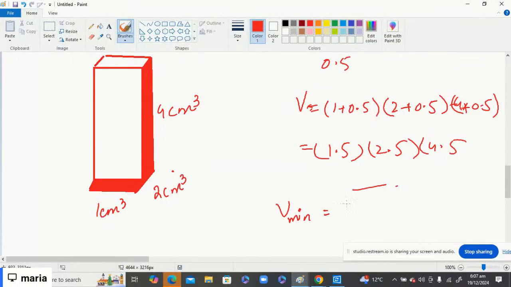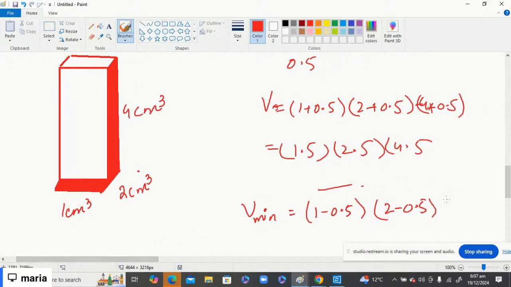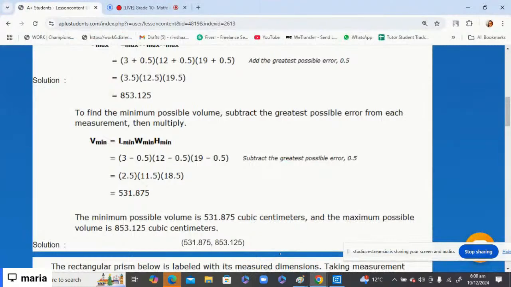For the lowest volume, what you do is subtract 0.5 from all the values, okay? And then simply multiply. This is the way to solve for the minimum and the maximum possible volume.